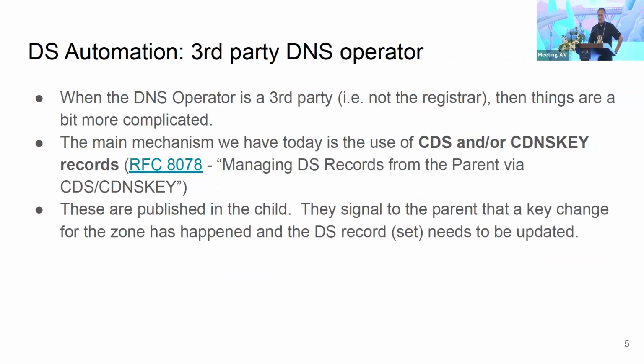A more challenging case is where the zone is hosted by a third-party DNS operator because, unlike the two previous cases, they don't have direct access to the registration system. Mechanisms exist to enable this use case to work. The main method is the use of so-called CDS and CDNSKEY records. These are published in the child zone, and they identify the new keys, and they can also be used as a signal to the parent zone that the DS record set needs to be updated.